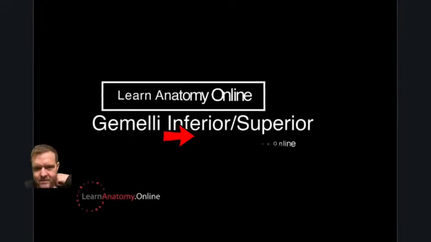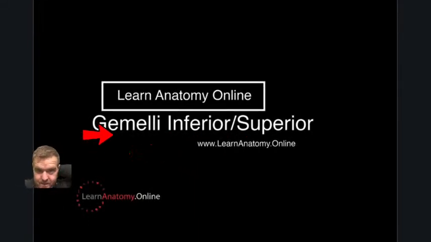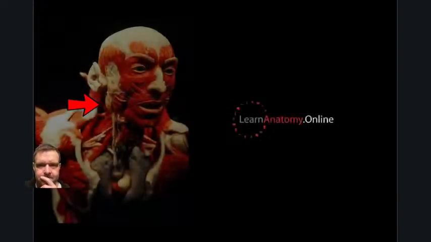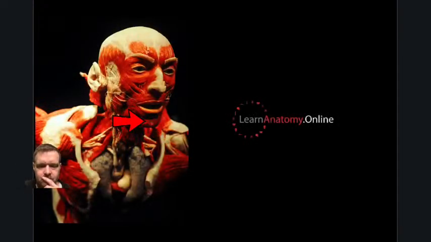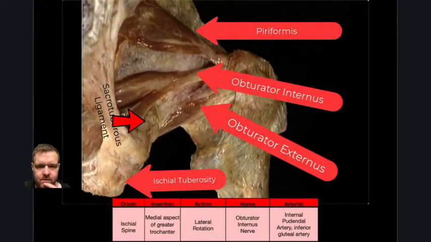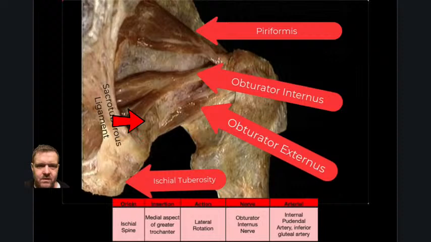Okay, gemelli inferior and superior. So this is what they both look like in real life. Here we go. Okay, cool. Now that one, that took me ages to label up. So we've got sacrotuberous ligament just here. So we talked about that over the last couple of weeks. Ischial tuberosity was back in week 1. Then you've got these muscles we've not heard of yet, obturator muscles.